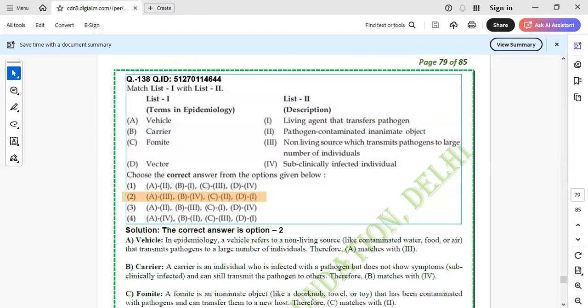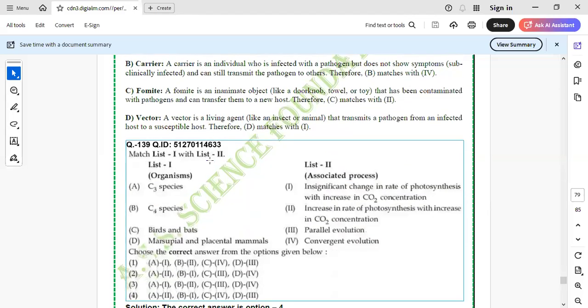Okay, let's move to the next question, which is question number 139. This is directly from our booklet. I will give you a clear cut hint, right? So where I have taught you the CO2 compensation point, or what you say, CO2 fertilization effect, that there is an increase in the rate of photosynthesis in C3 plants, where I taught you in that box in air pollution and climate change, with the effect of the climate change. So question number 139, one list organism, another with associated process.